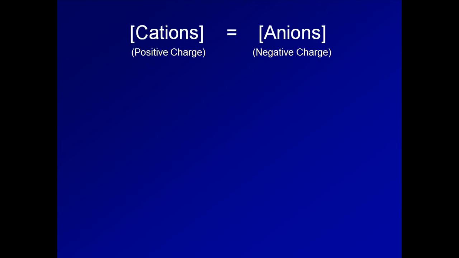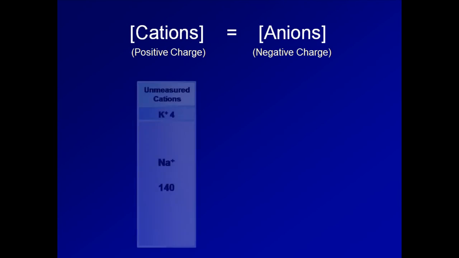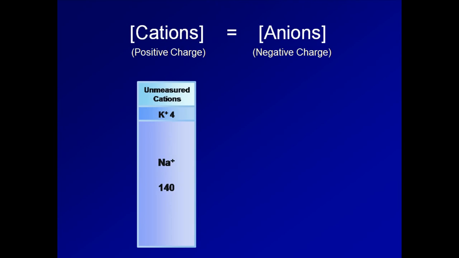In the body, the concentration of cations needs to equal the concentration of anions in order for us to be electrically neutral. More exactly, the concentration of positive charge needs to equal the concentration of negative charge. In the serum, the vast majority of positive charge is carried by the sodium ions. A concentration of 140 milliequivalents per liter is typical. Potassium ions have a small but easily measured concentration, usually about 4. Then there are a number of cations which are less frequently or less easily measured. These include calcium, magnesium, and various positively charged proteins.